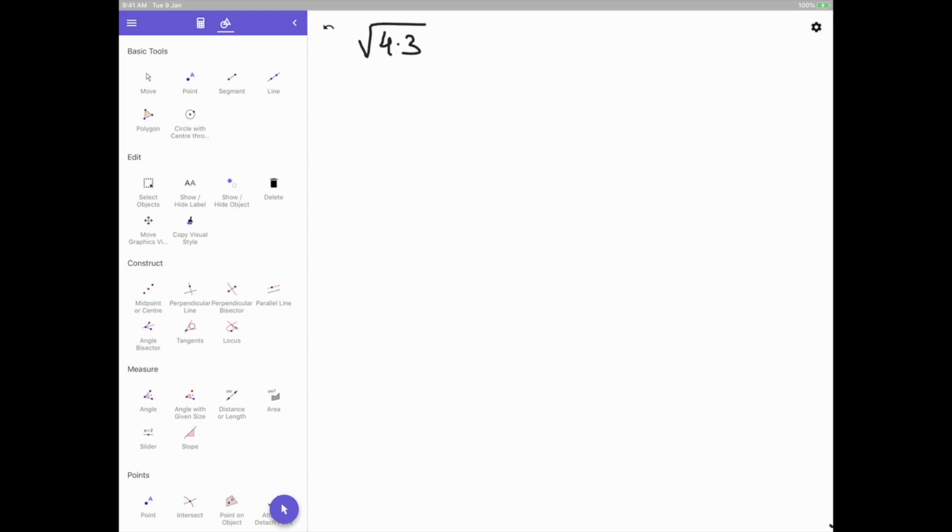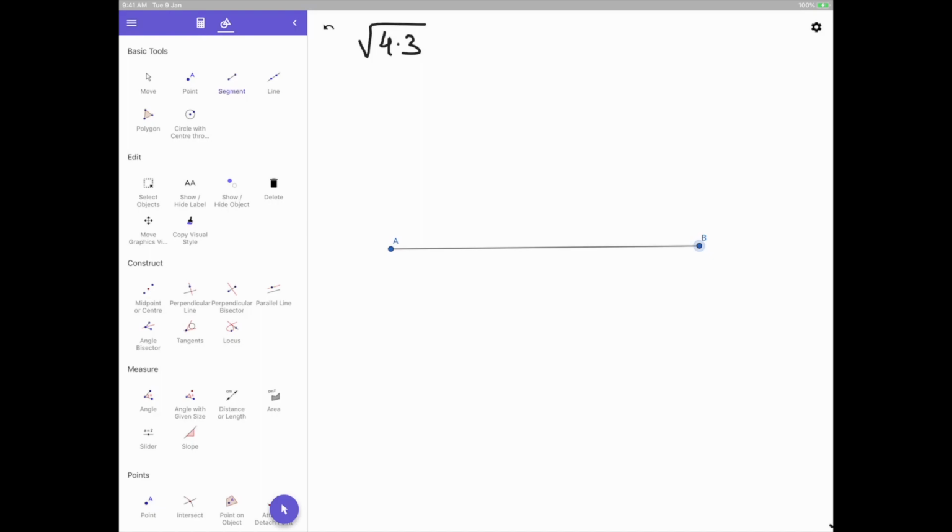Now let us see the important steps in representing root 4.3 on the number line. First of all, we will construct a line segment of length 5.3. As I have drawn a line segment AB, the length of this line segment is 5.3. Suppose I have to represent root 5.6 on the number line, then I will draw a line segment of length 6.6. So I have chosen AB of length 5.3.